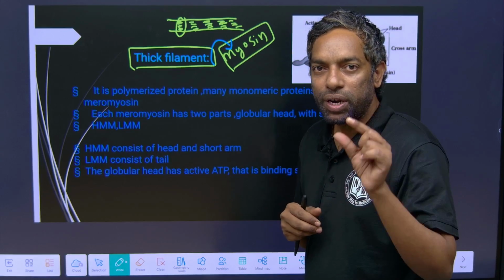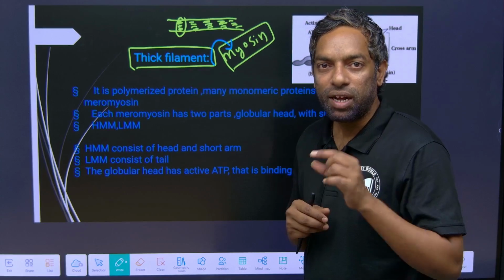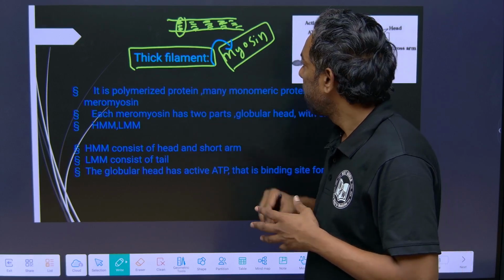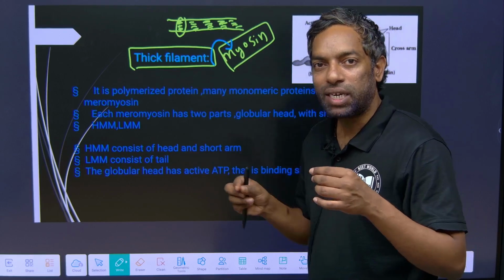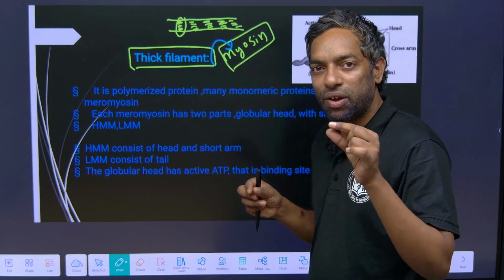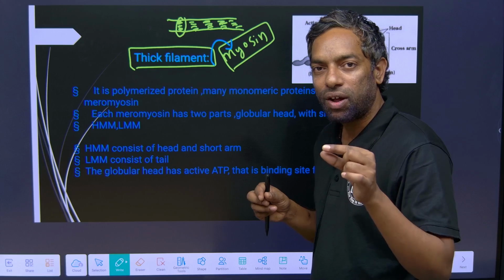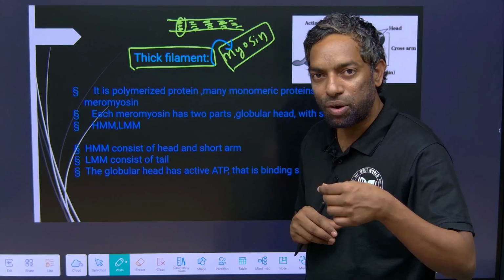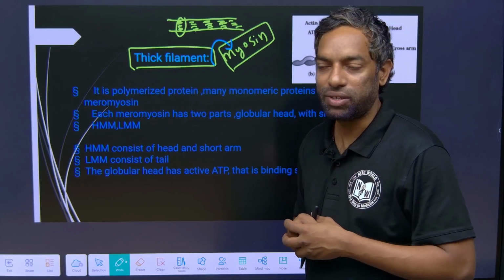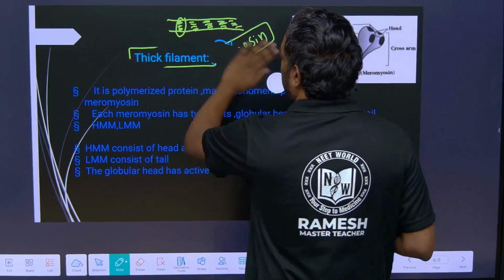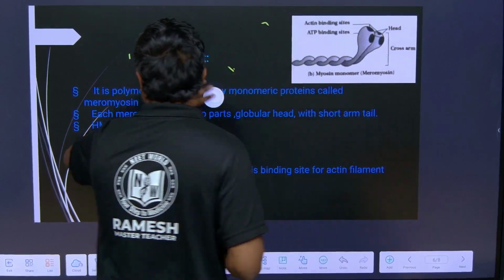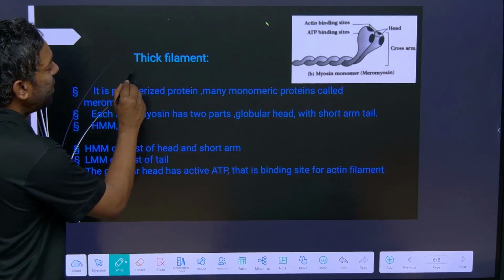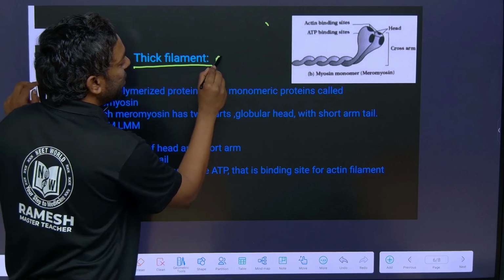The monomer, the unit in the myosin polymer chain, is called meromyosin. The monomer name is meromyosin. We will discuss this. Just look into this. The thick filament is nothing but myosin.